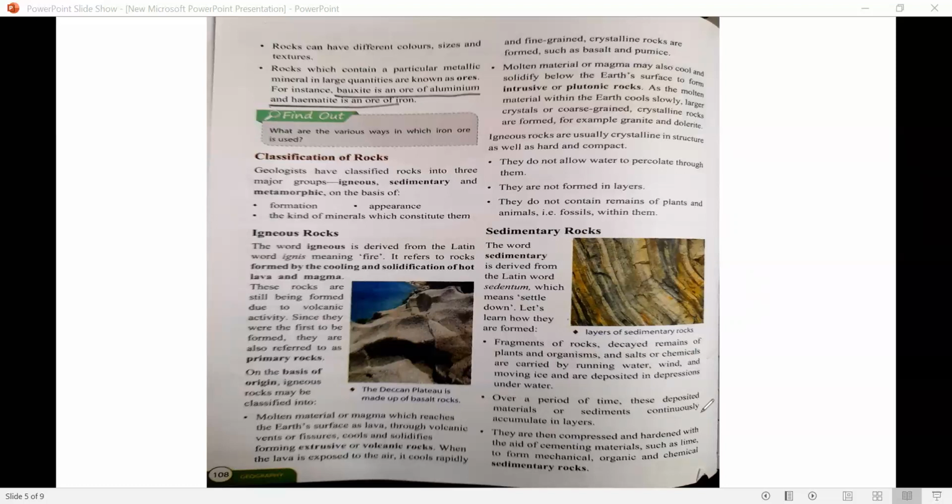Over a period of time, these deposited materials or sediments continuously accumulate in layers. They are then compressed and hardened with the aid of cementing materials such as lime. Okay, lime is not the lime you take with your salads or with your juices. This is actually the stone, a cementing material.